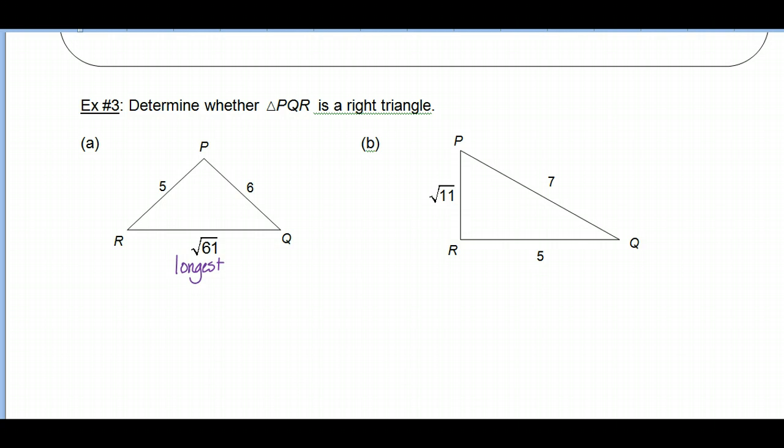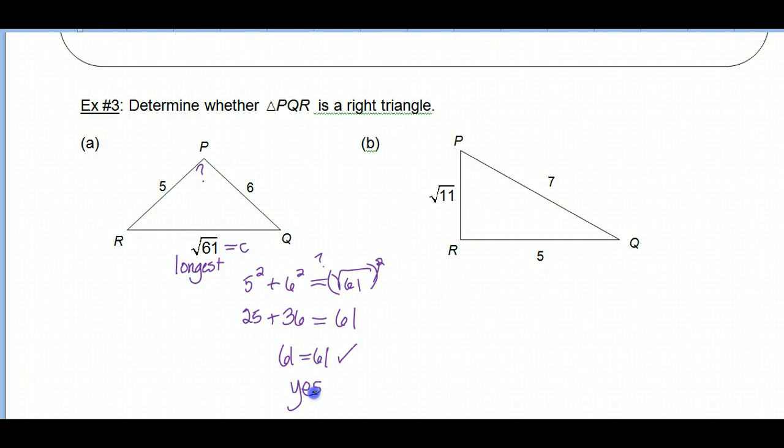Well, we don't know that it's a right triangle; that's what we're trying to test for. So we're basically saying this is going to be equal to c. So I want to see, is 5 squared plus 6 squared equal to square root of 61 squared? So we get 25 plus 36. And when we square a square root, they just cancel. It cancels out that square root sign. And they equal each other. That's what we wanted to check, so we know for sure that it works. So this one is yes.